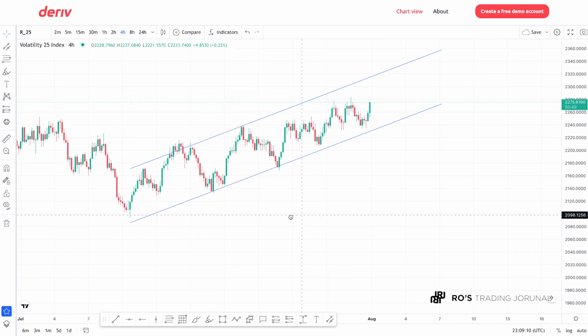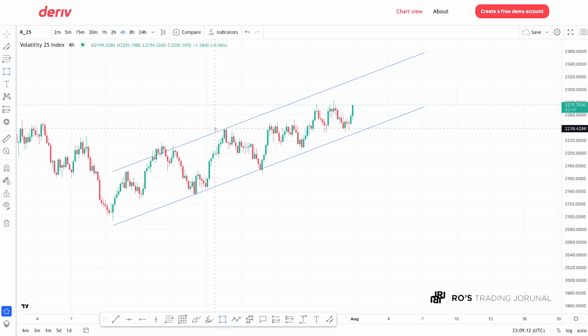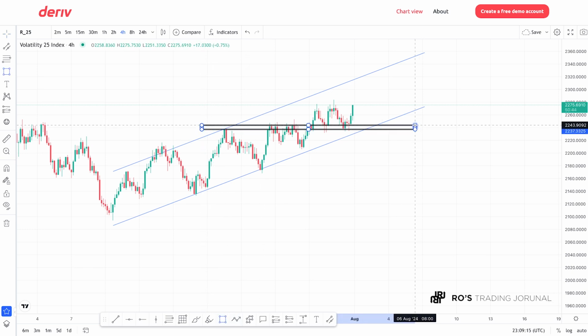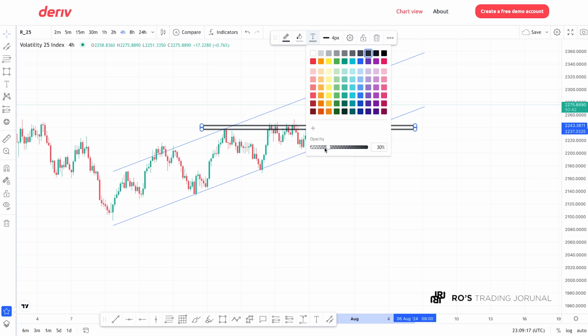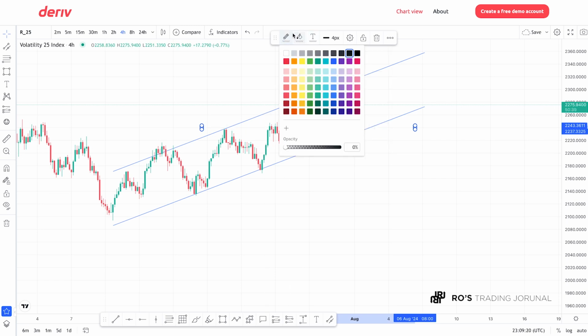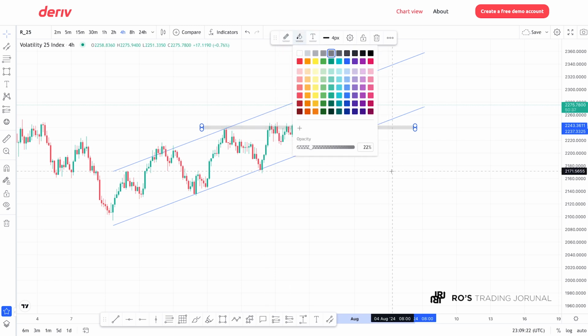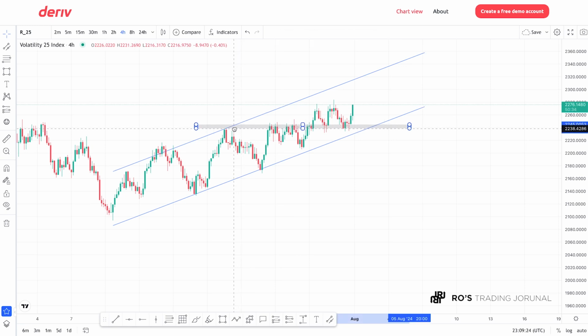So at this stage, I want to identify my support, which is here. This area here is a support turned resistance area. What I mean by that is that this was a resistance area. Price was fighting to break through, and this price range resisted the market, so the market pushed back down. The market finally broke through it, and now it's become support. So this is a very key level.